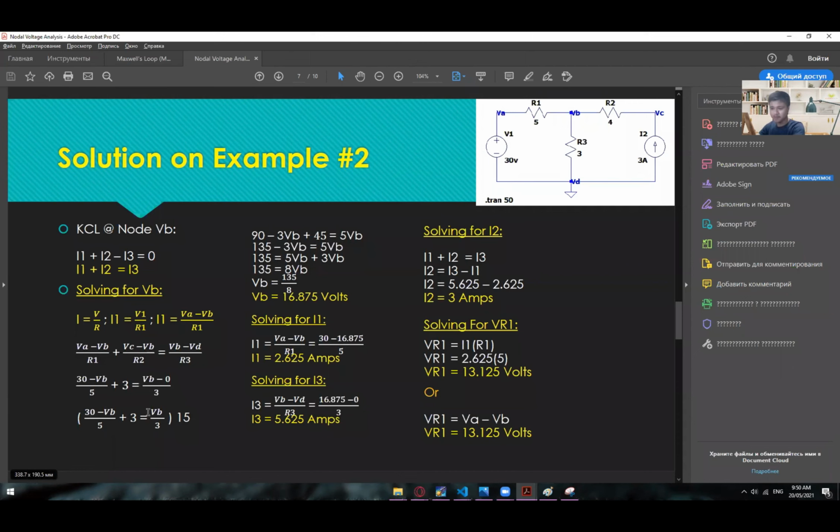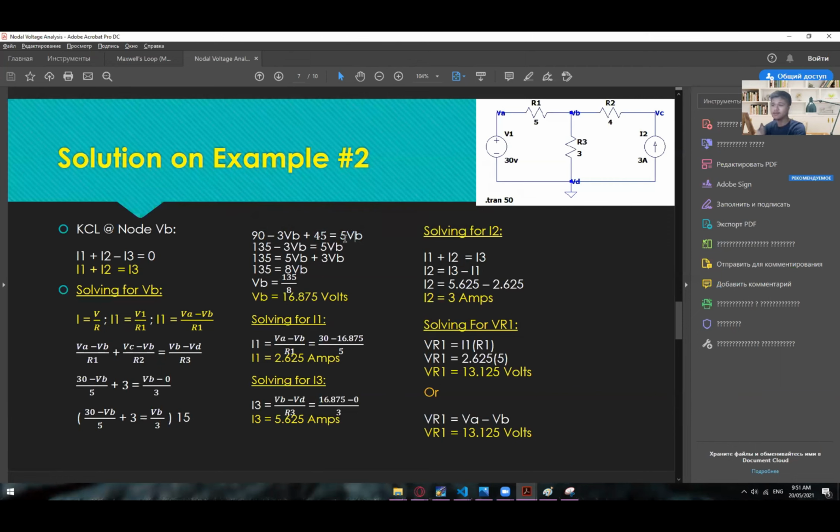In here, my goal, and why I put 15 here, is that I wanted to eliminate the denominator. So just multiply everything by 15, and you will get this. 15 divided by 5 is 3, so 3 times 30 is 90. Then multiply that 3 to this VB, which gives you negative 3 VB. For the next one, 15 times 3 is 45. And for the last one, 15 divided by 3 is 5, so it will give us 5 VB.